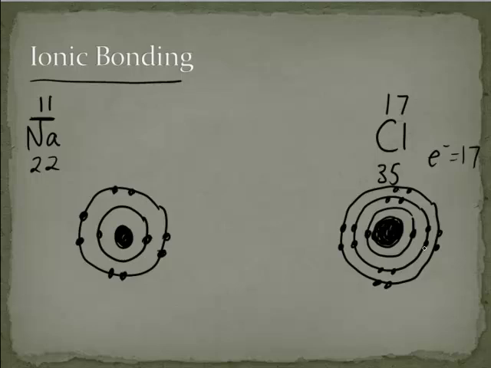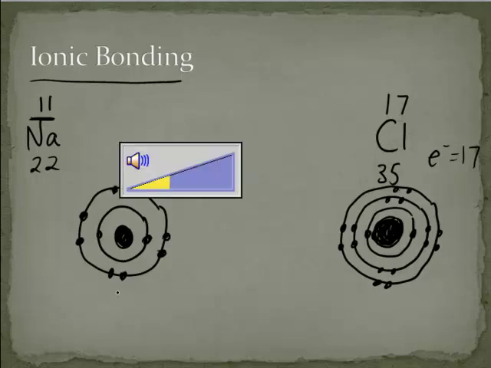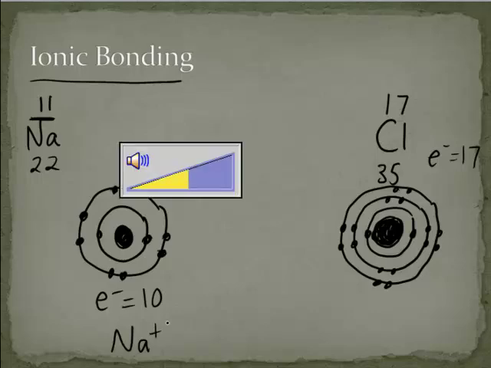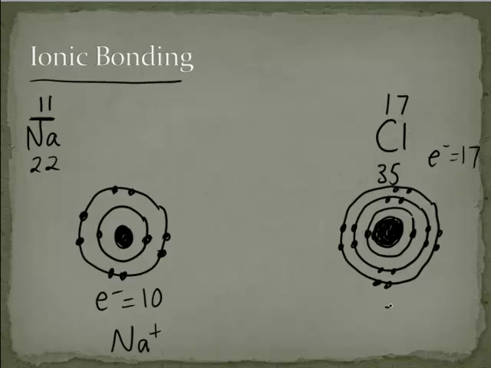Something else has happened here as well, though. Notice that sodium, here, if we count up the electrons now equal 10. Sodium has 11 protons with a positive charge. What this means is that sodium has now become an ion. It has a positive charge, Na positive. Chlorine also has a similar situation, but a little bit different. If we count up its electrons, we'll notice that there are now 18 electrons. This means that chlorine is now negatively charged.